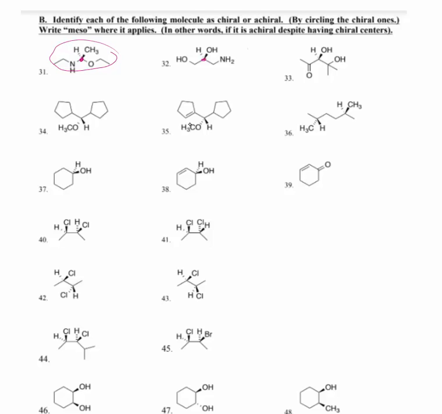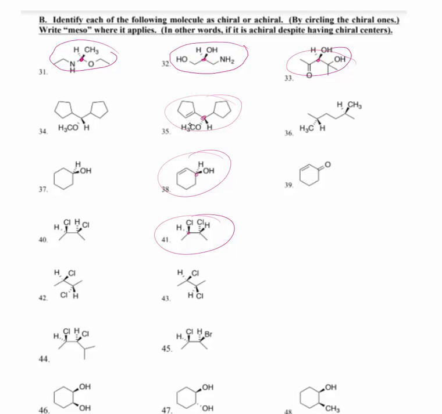Same with this one. Now you can also draw out the mirror images and see that they're not superimposable. That might be easier to see with your model kit. This has one asymmetric center. It is a chiral compound. And I'm just going to go through and circle and mark the asymmetric centers here. So these are chiral compounds.